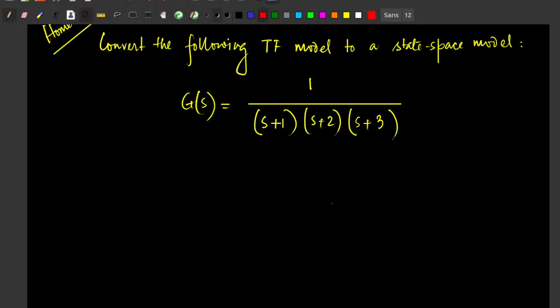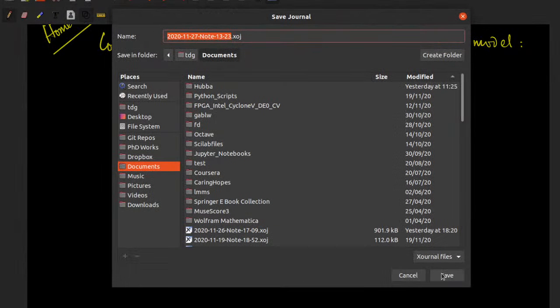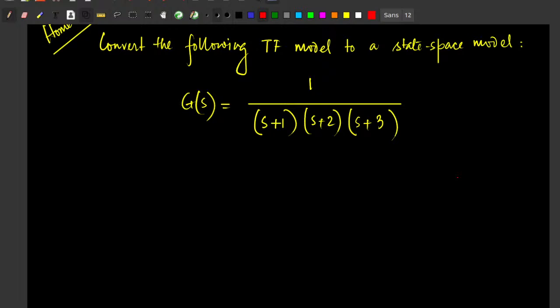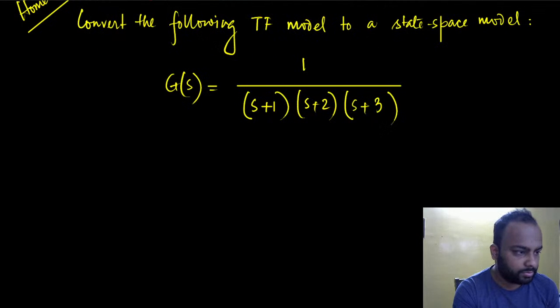So this is going to be your homework. Any question that you might have? And we are going to see the power of this method soon enough.